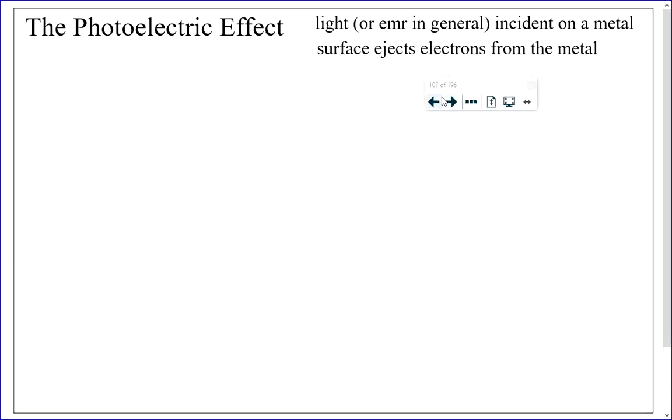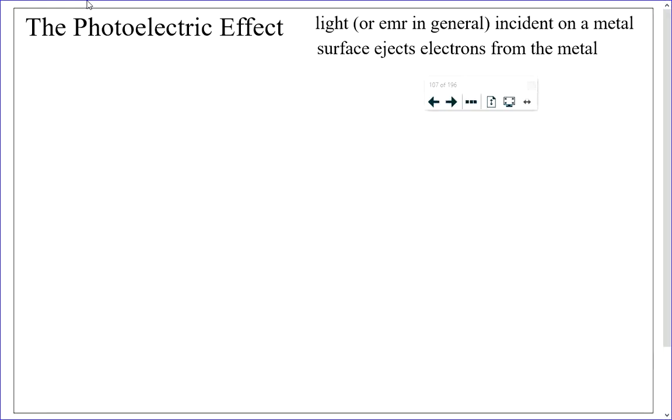All right, the photoelectric effect. The photoelectric effect is huge in this course. Sometimes there are 4 or 5, maybe even 6 questions on the diploma exam that are connected in some way to what's going on in the photoelectric effect. First of all, what the photoelectric effect is: light incident on a metal surface ejects electrons from the metal. You'll notice I've said EMR in general because it could be ultraviolet radiation or other forms of EMR, maybe even infrared under certain circumstances.